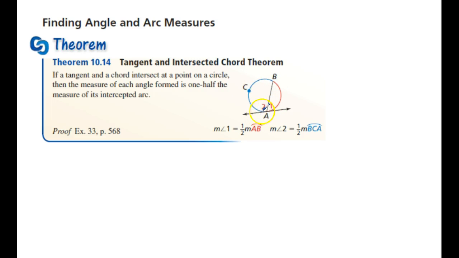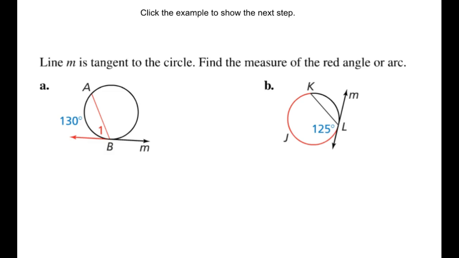Okay, so this is just one thing we have to remember, that if I have a line that's tangent to my circle and a chord in that circle that intersects that tangent line on the circle, then I know my angle is half the measure of the arc. So let's look at an example. Line M is tangent to the circle. Find the measure of the red angle or arc. Here I see I've got my tangent line and I've got my chord that intersects on my circle. So I see I've got my angle that I'm looking at and the arc length that I'm looking at.